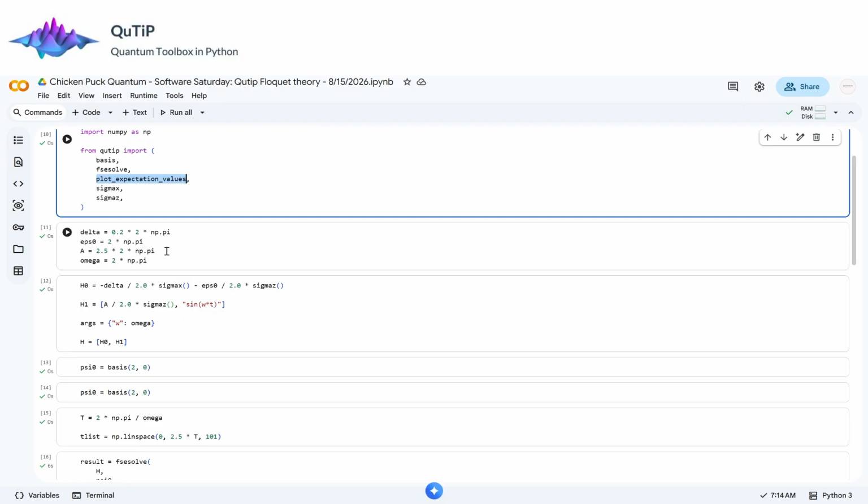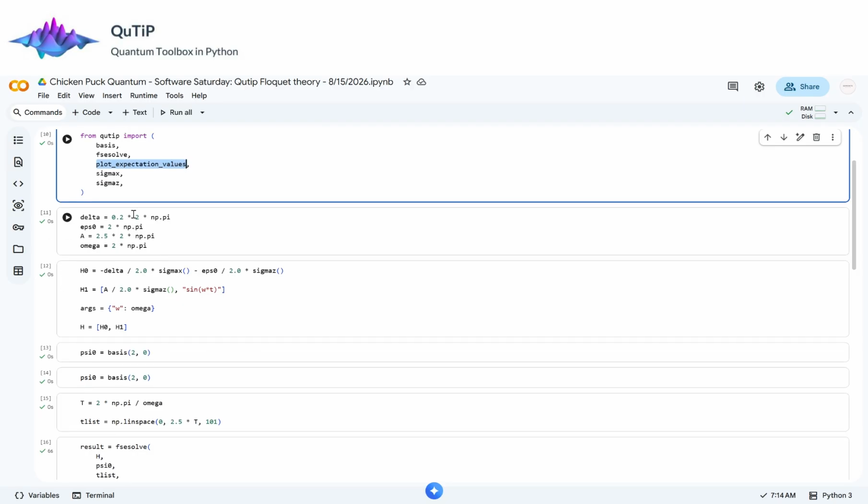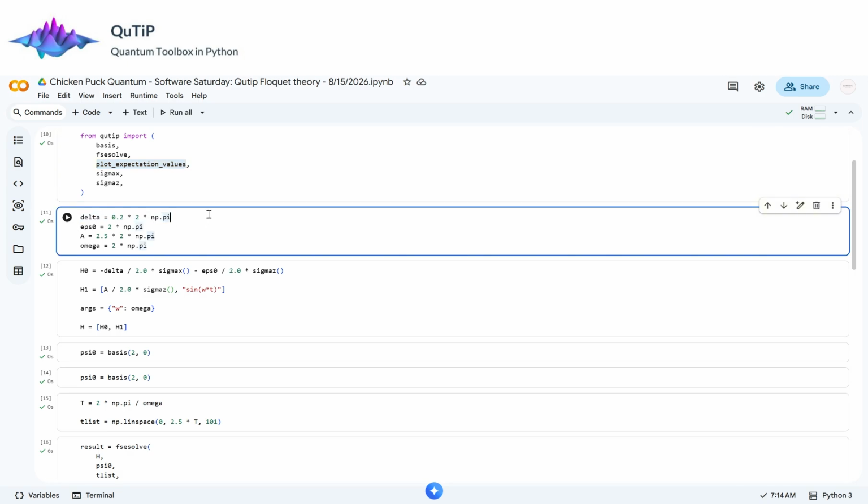Now what we're going to do is define our parameters, and as you can see, this delta term will control the x term in the static Hamiltonian, right?